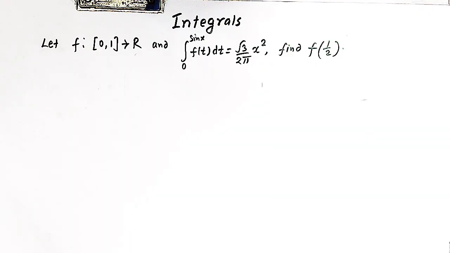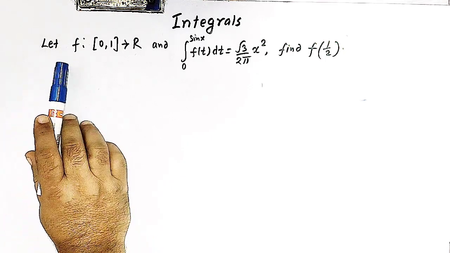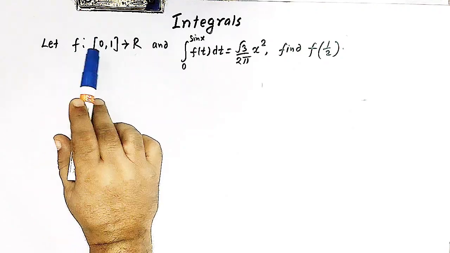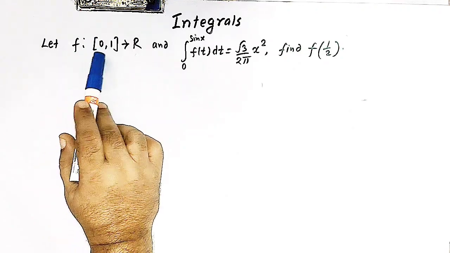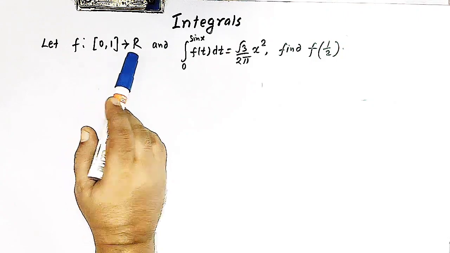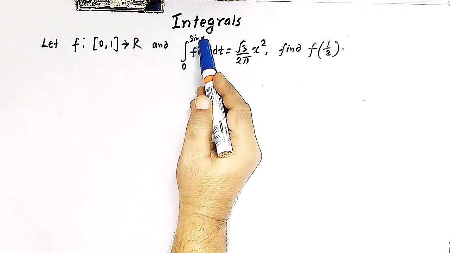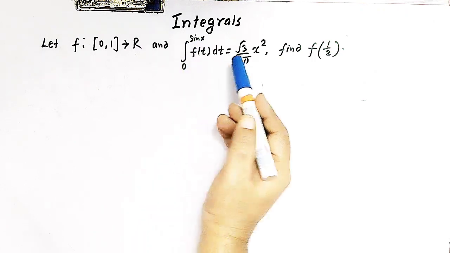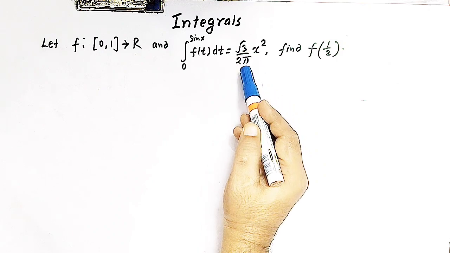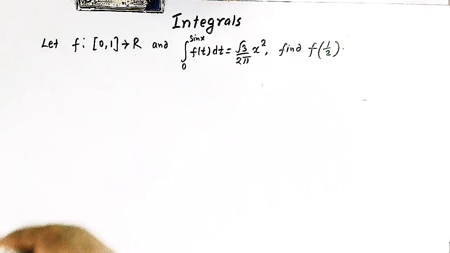Hello viewers, in today's session we are going to discuss another important and very conceptual problem from definite integrals. In this session we are going to discuss this problem where we are given a function f which is defined from the closed set 0 comma 1 to the set of real numbers, and we are given this integral, that is 0 to sine x f of t dt is equal to square root of 3 divided by 2 pi x square, and we have to find the value of f of half, right?